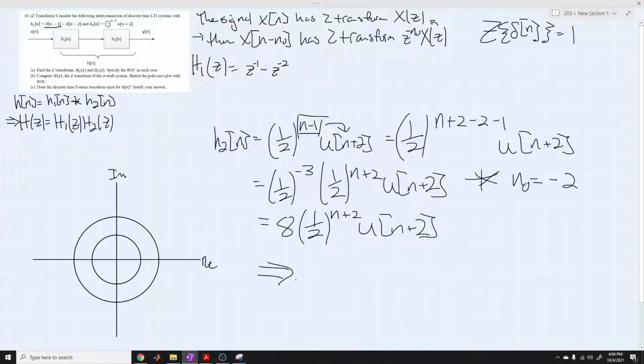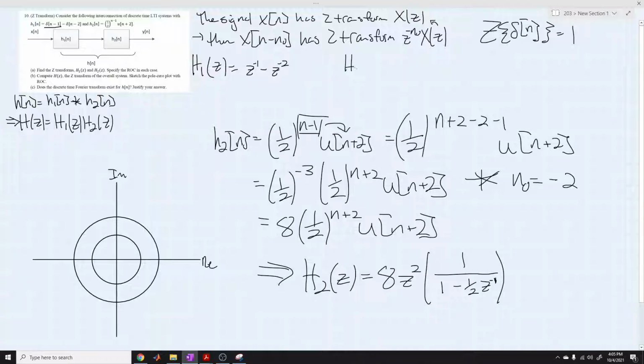And that gives us a Z transform equal to 8. Now we delay it by negative 2, so we have z to the 2 power times 1 over 1 minus 1/2 z to the negative 1. And you can get this last part right from your table. So there's H2. Let's rewrite that up here. The big H2 is going to be 8z squared times 1 over 1 minus 1/2 z to the negative 1.